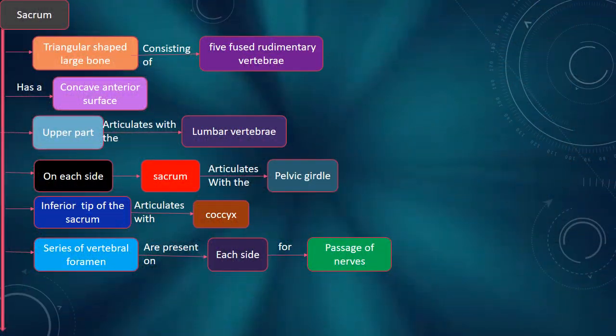Sacrum. A triangular shaped large bone consisting of 5 fused rudimentary vertebrae. It has a concave anterior surface. The upper part articulates with the lumbar vertebrae. On each side, the sacrum articulates with the pelvic girdle. The inferior tip of the sacrum articulates with the coccyx. A series of foramina are present on each side for passage of nerves.